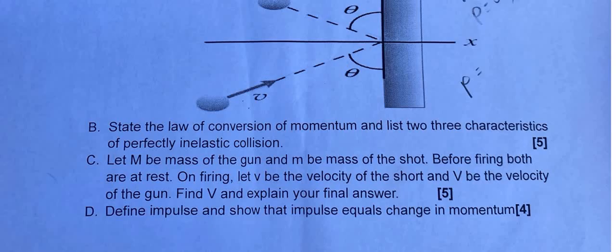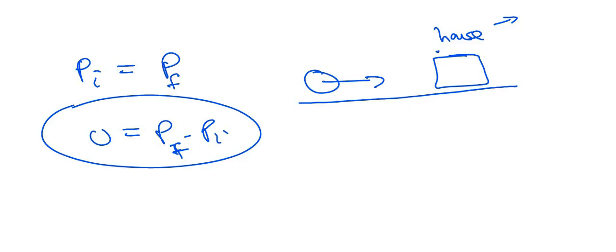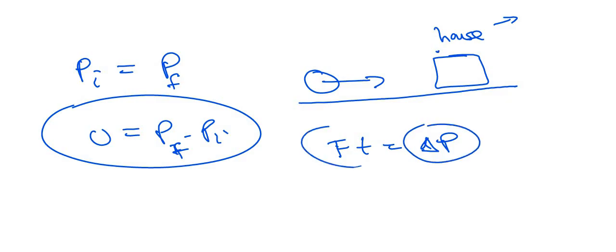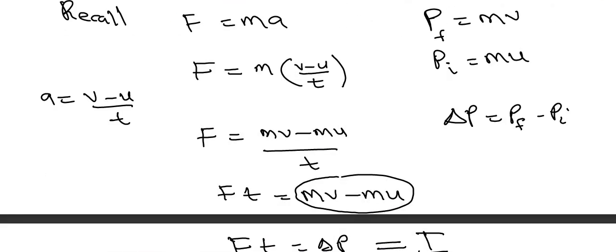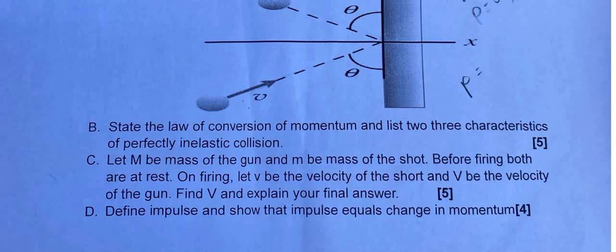Then number D, they're saying define impulse and show that impulse is equal to the change of momentum. So we've already done this. If you remember, we defined impulse as the product of force and time, and we reached a stage where we showed that the change in momentum is equal to impulse. So you just have to recap on how we derived Ft. That's basically what they want, this whole process until we reach this point. Now to answer the second part, part C.